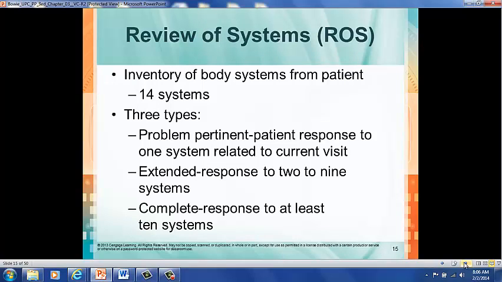The review of systems is an inventory of body systems that is obtained from the patient to identify signs and/or symptoms that the patient may be experiencing or may have experienced. Fourteen systems listed in Table 3.3 in your workbook are recognized in the guidelines. There are three types of review of systems, or ROS. Problem pertinent, where the patient's response is to one system. Extended ROS, where the patient's response is to two to nine systems. And the complete ROS, where the patient's response is to at least ten systems.